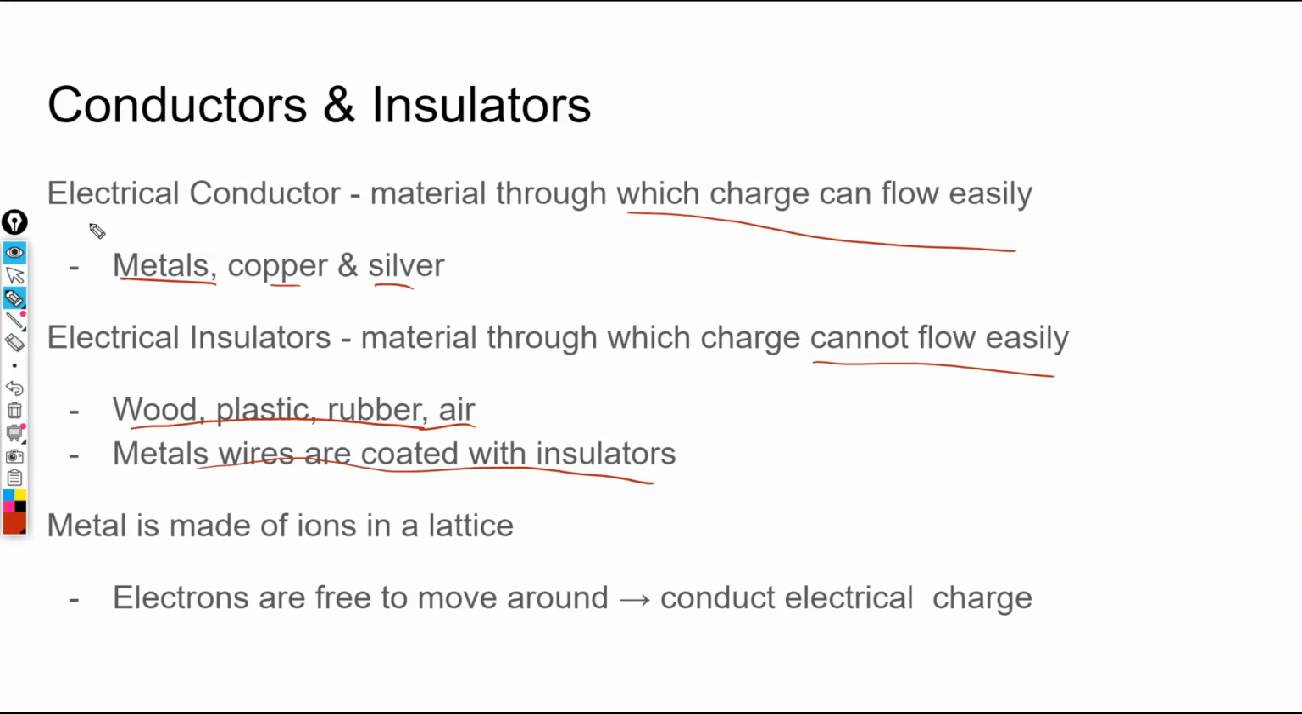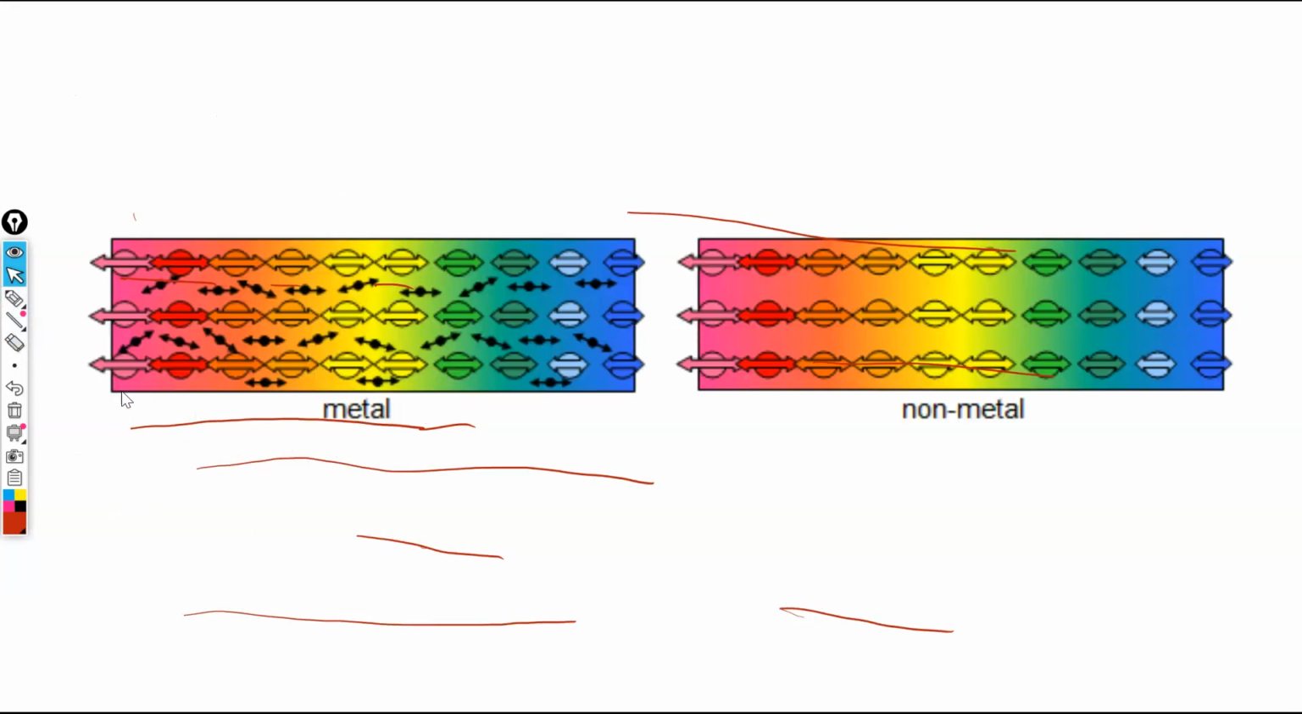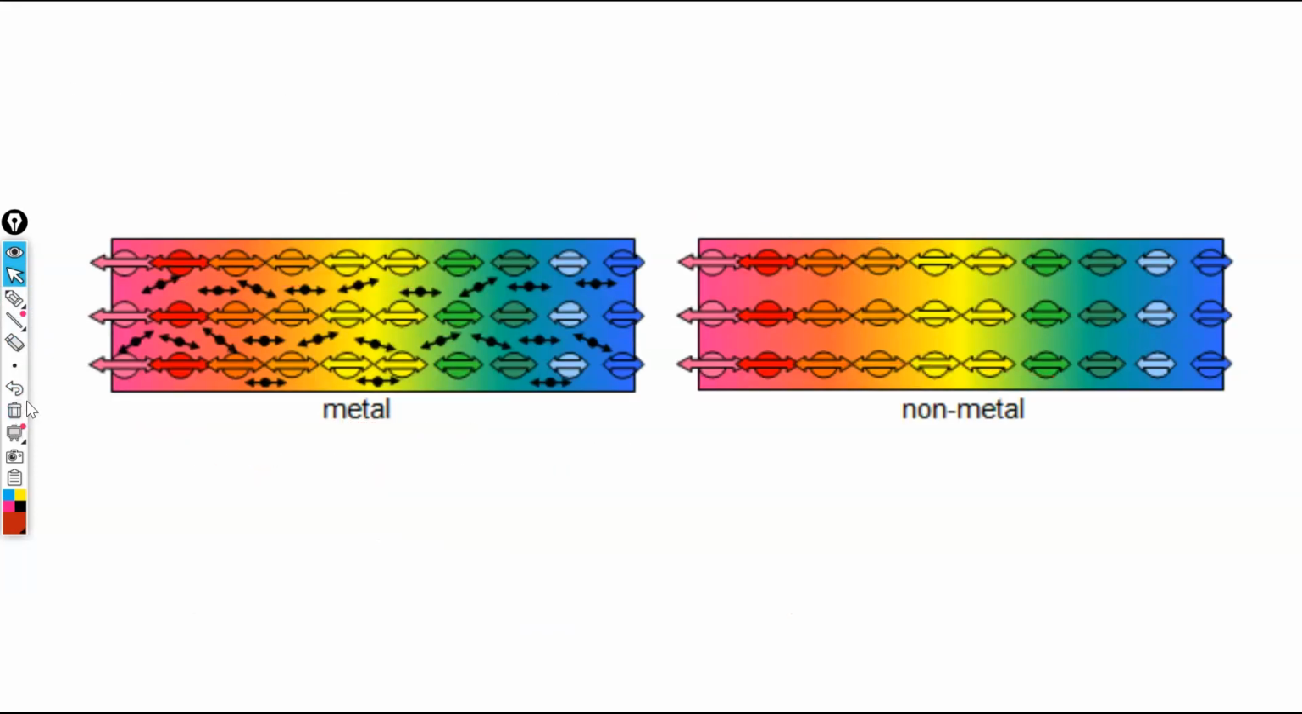But what allows metals to be conductors is that metals are made of ions in a lattice form. This lattice form is what allows the electrons to move freely around and conduct that electric charge, compared to insulators. And how that lattice actually looks is sort of like this.